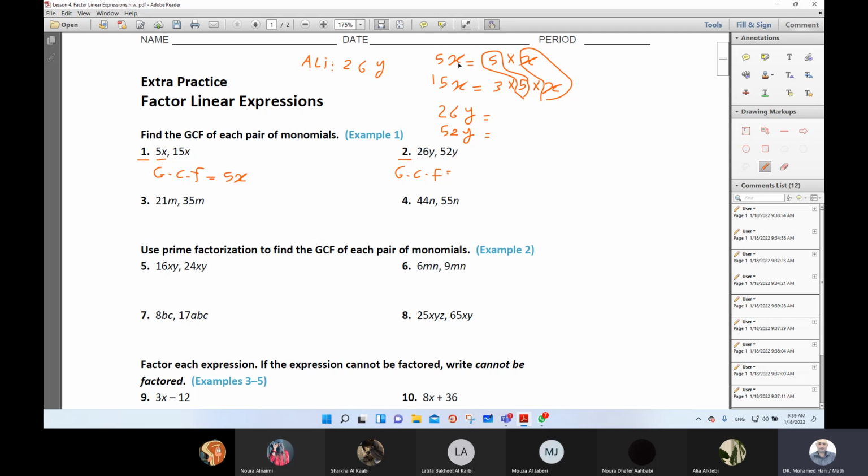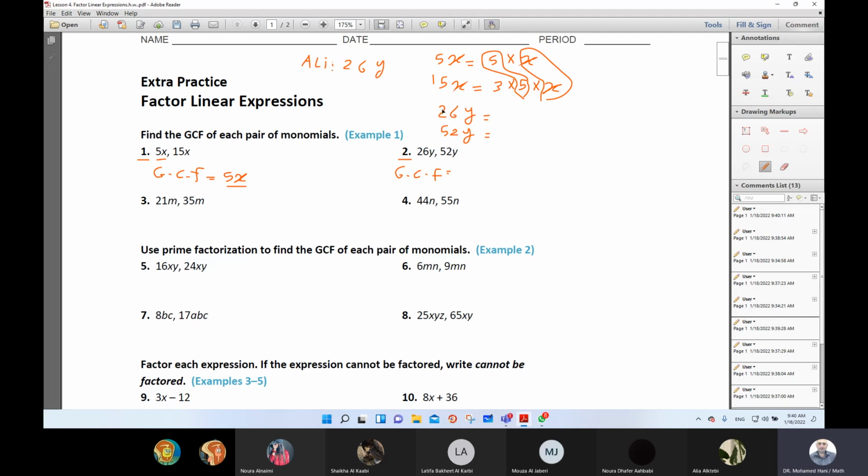Then how do we find the GCF between the two monomials? Take the common factors. As you see, we have 5 up and 5 down, which means 5 is common between them. And we have x up and x down, which means x is common between them. So the GCF equals what? 5x. Okay, Noura? Okay, thank you. Welcome.